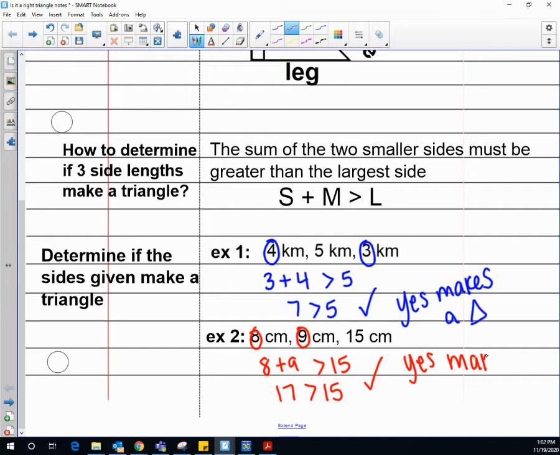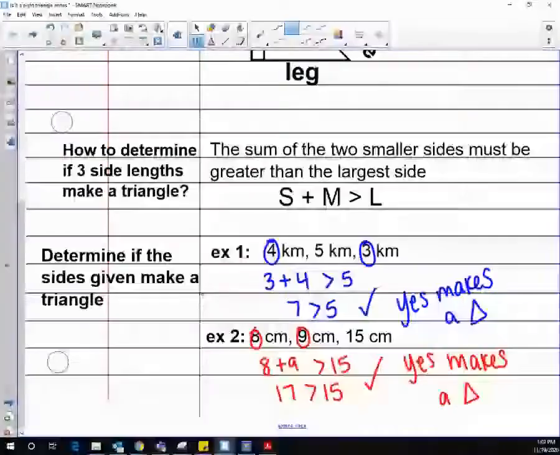And if the sum was not bigger, or if it was equal to, then you wouldn't have a triangle. So we did that back in unit 4.